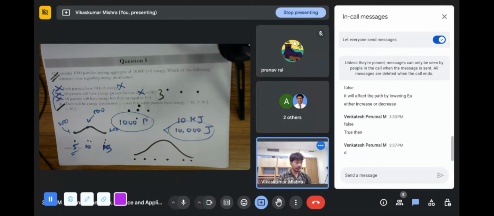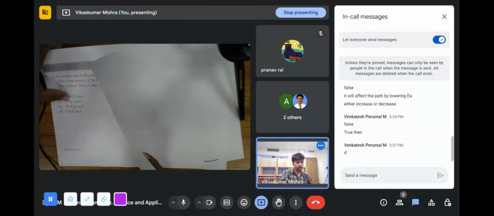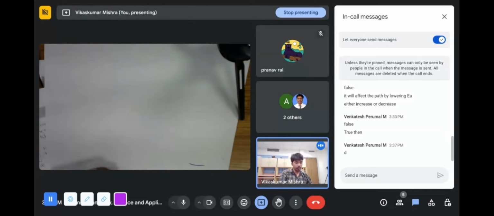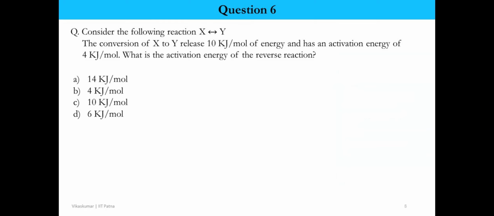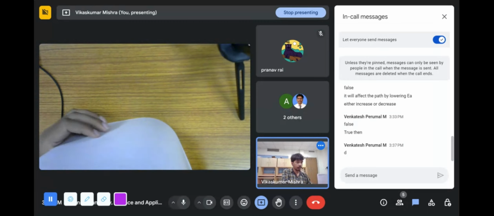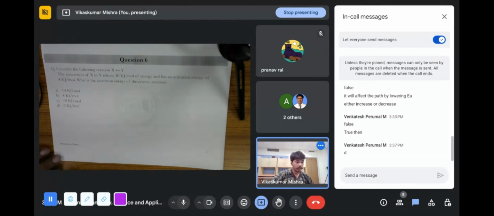Okay, since there is no doubt, let's move to the next question. Question number 6. Let's read it first. Consider the following reaction where X is transforming to Y and vice versa, Y can transform to X also, like the equilibrium. The conversion of X to Y releases 10 kilojoule per mole.